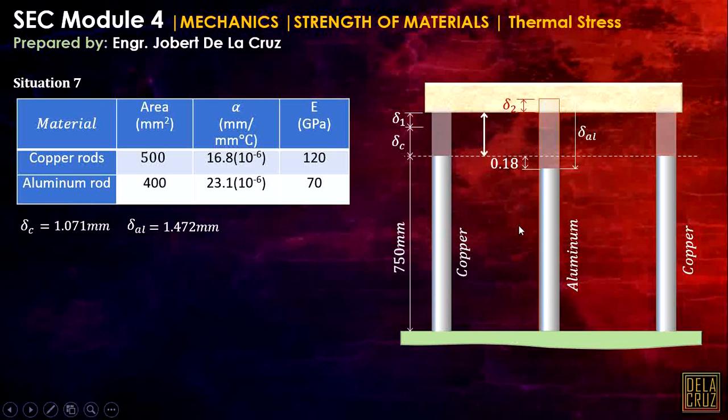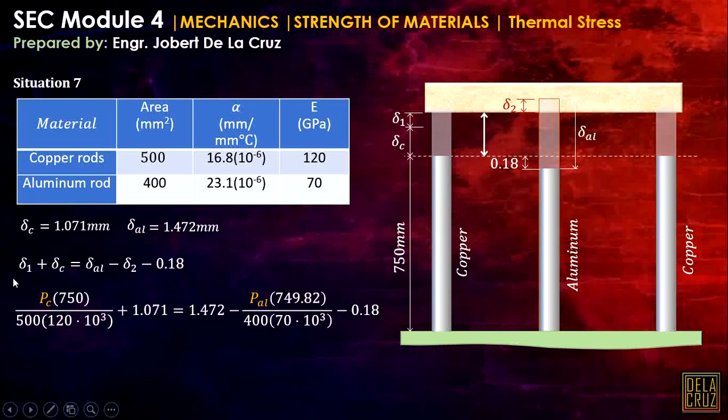Take note, as you can see, if we will refer to this net elongation, we can just equate, ano ito? Delta 1 plus delta C. Okay, let me just do this. Delta 1 plus delta C. And this one is also equals to delta of the aluminum minus delta 2, okay, minus 0.18. The same lang siya dito. Okay, kaya ito yung equation na magagawa natin. So, take note, ano yung delta 1 natin? Ito. That is due to the axial force induced. Okay, you get? That is just due to the axial force induced dito.